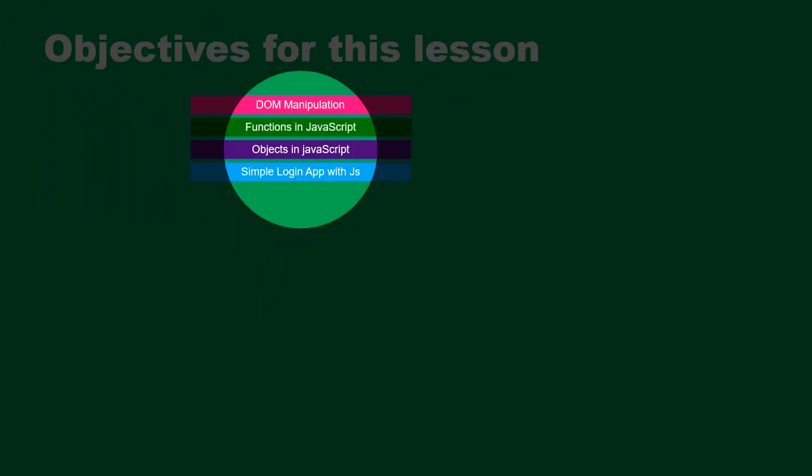How you can access DOM objects using the document object using JavaScript. Then we're going to have the functions. Then after that we're going to have the objects in JavaScript. That's the object-oriented part. Then we're going to have a simple app at the end of the lesson. We're going to have a simple login application with JavaScript. So get ready, let's get started.